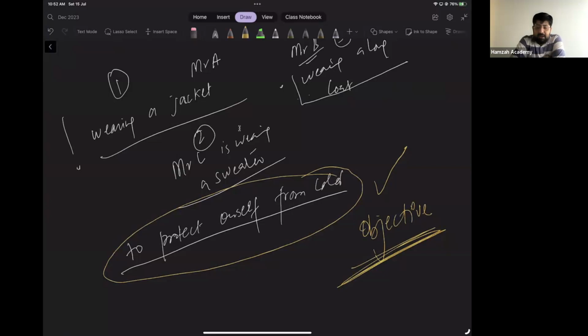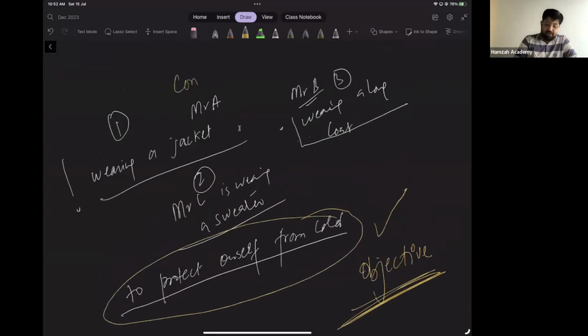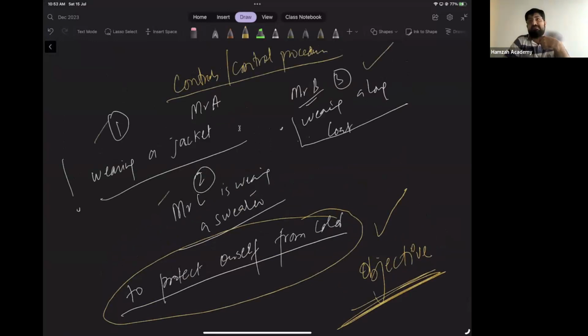And if it is working for them, it is well and good for all of them. So we cannot say Mr. A is wrong, Mr. C is wrong, Mr. B is wrong. We cannot say, because protecting oneself from cold is the ultimate target. If that is being achieved, that's fine. Now, these are different controls or control procedures being used by them to achieve this target.